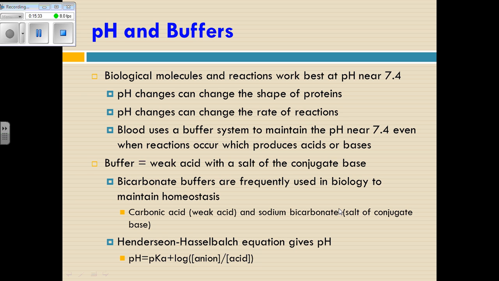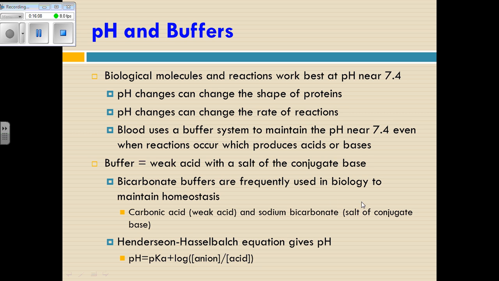Our body uses a buffer that is based on the carbonic acid buffer, except that carbonic acid actually decomposes to make water and carbon dioxide in a water-based system. So it's actually carbon dioxide that we have instead of the carbonic acid. And so what happens is when you breathe in and out, you're actually helping control the pH of your blood. We'll actually talk about that a little bit more in another lecture.